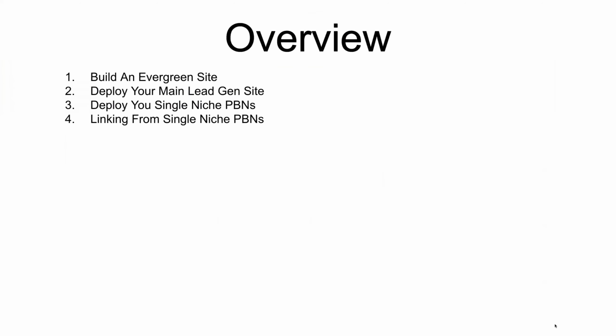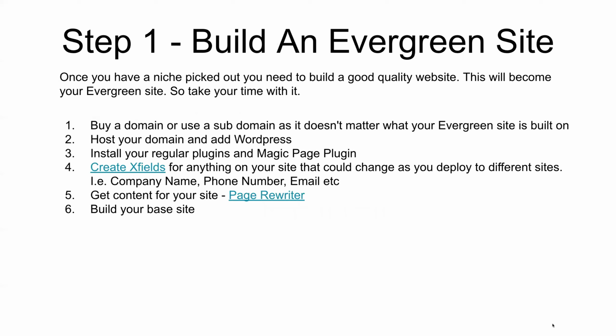So what we're going to cover is basically 4 steps. Build an evergreen site, deploy your main lead generation site, deploy your single niche PBNs, and then we're going to even have a look at linking from your single niche PBNs. So first off, build an evergreen site.